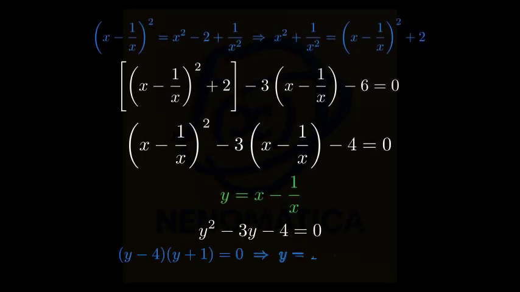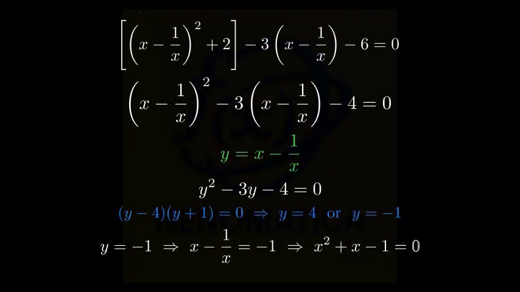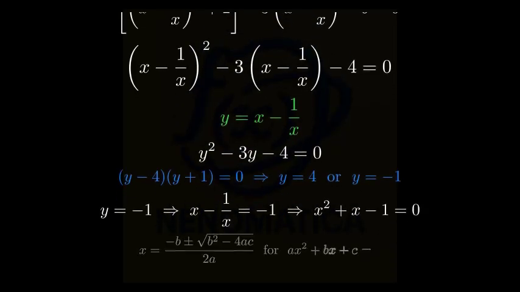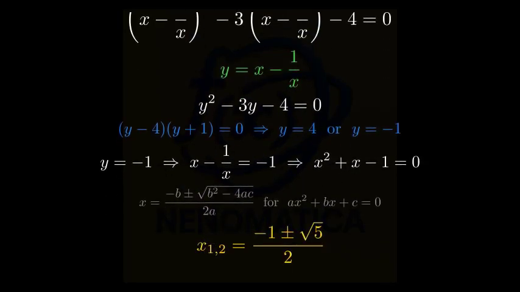This factors as left parenthesis y minus 4 right parenthesis times left parenthesis y plus 1 right parenthesis equals 0. So y equals 4 or y equals negative 1. Step 5, case 1. If y equals negative 1, then x minus 1 over x equals negative 1. Multiplying both sides by x gives x squared plus x minus 1 equals 0. Using the quadratic formula, we get x equals negative 1 plus or minus square root of 5, all over 2.